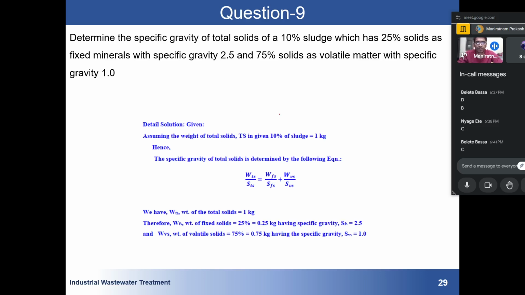See, if you go to the video lecture, this has been given and this has also been derived. Okay? How has this come? Assuming the weight of the total solid, TS, is given, 10% of the solid is equal to 1 kg. Hence, the specific gravity of the total solid is determined by the following equation. How has this equation come? For that, you have to go to your lecture. That is WTS by STS. What is WTS?